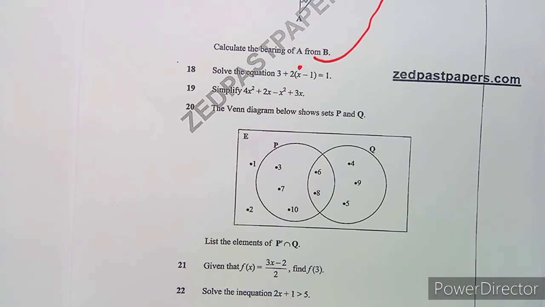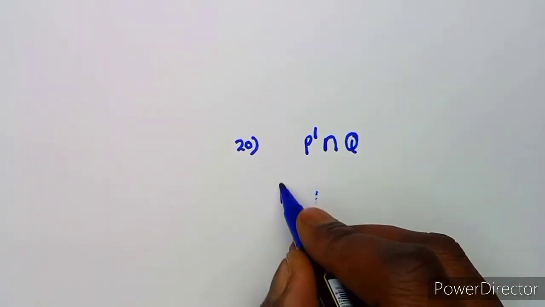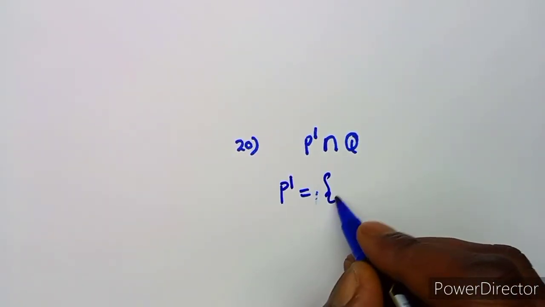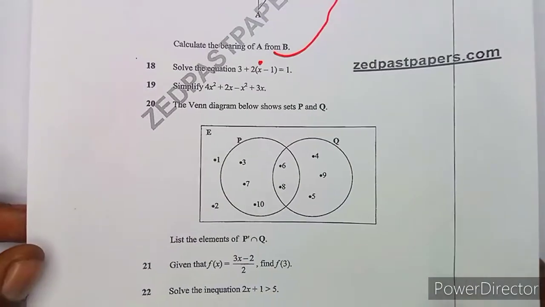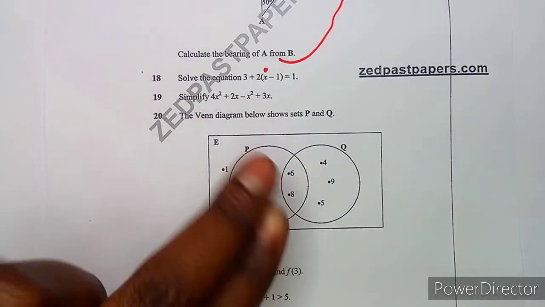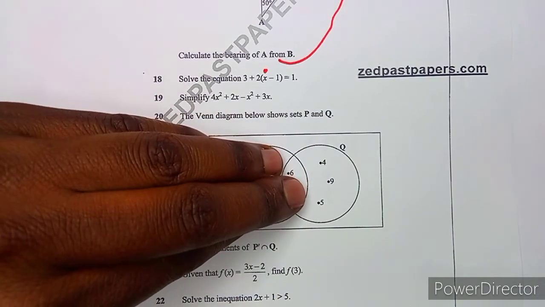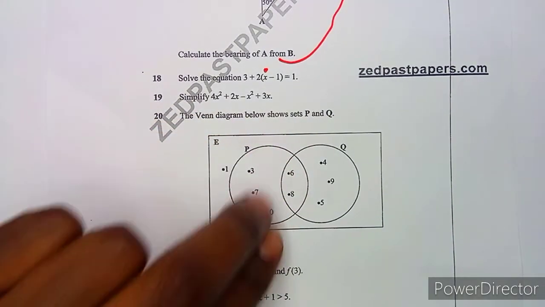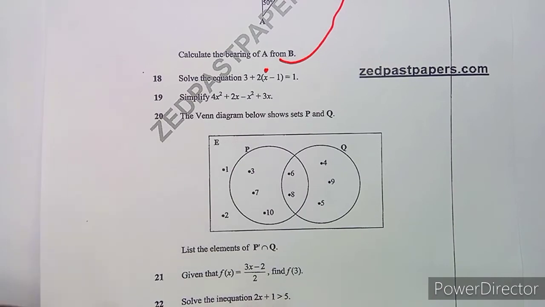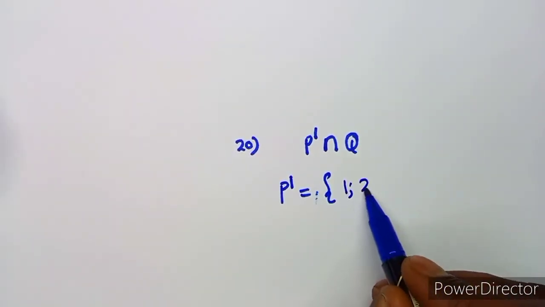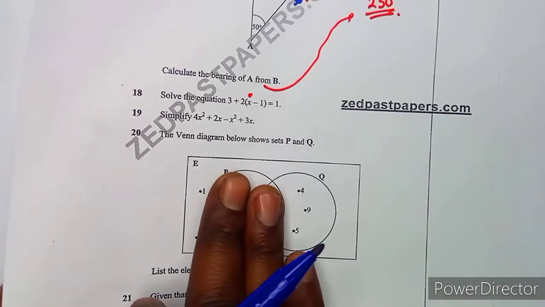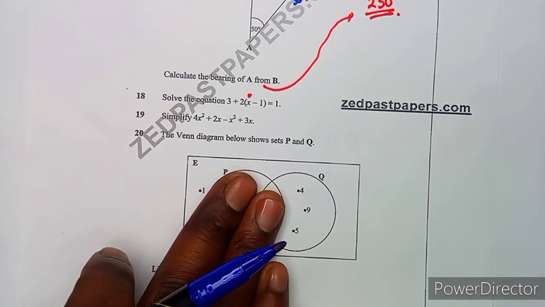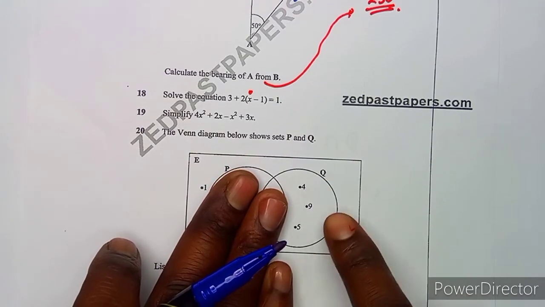But let's say I don't understand, how do I take this? Okay, then let me do this. Find your P complement, list it down. This is what we're going to do. P complement, you close this set P here. So if you close this set P, you're going to remain with these numbers here. 1, 2. Okay, we closed P here, and we are going to remain with these numbers also. 4, 5, and 9.